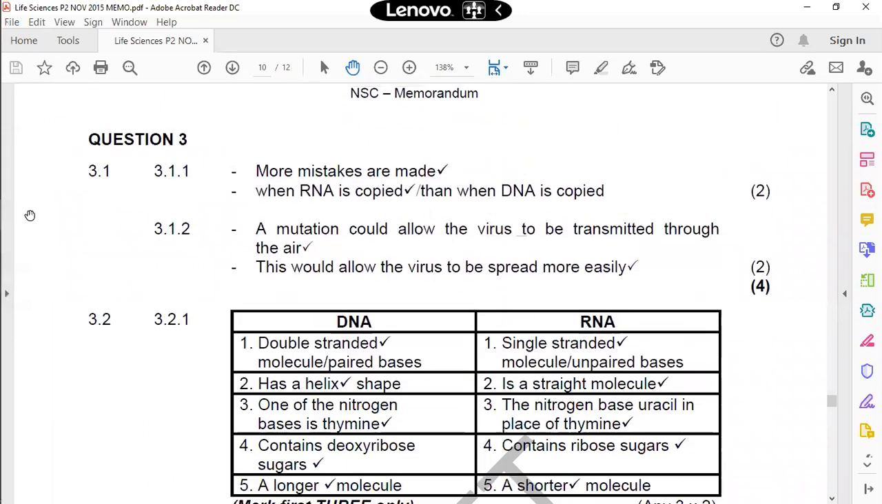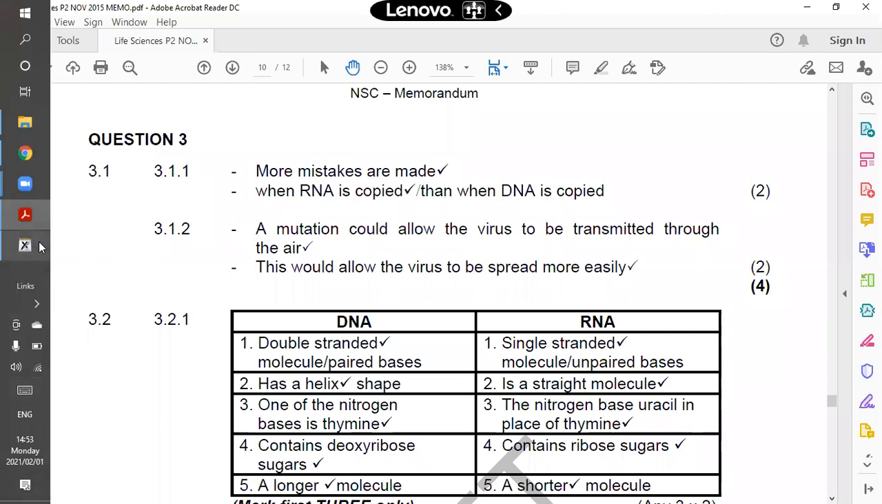And so when you copy a single string, there's not a second string that is going to regulate or double check whether the copying is happening correctly. But now remember, when we talk about DNA, DNA is a double string, a complementary double string. So there's always a second string that double checks the copying process. And so that's why with RNA, we would find more mutations happening than with DNA, because there's no second string to check the copying process happening.